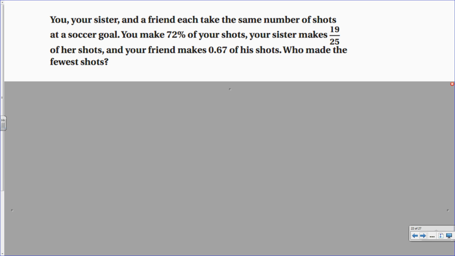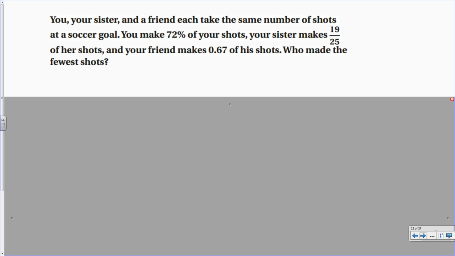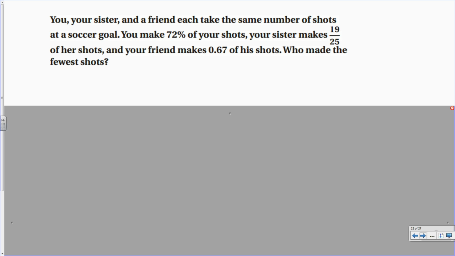Here's an example. Your sister and a friend each take the same number of shots at a soccer goal. You make 72% of your shots. Your sister makes 19 out of 25 of her shots, and your friend makes 0.67 of his shots. Who made the fewest shots? So we'd want to go ahead and compare these, and sometimes a number line is really helpful. We also want them in the same format. So let's go ahead and change them all to decimals.